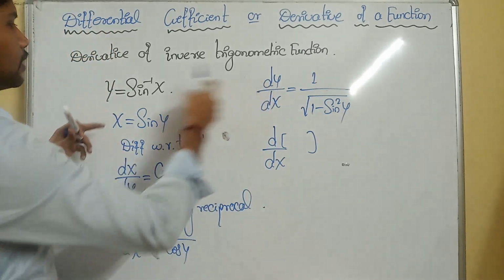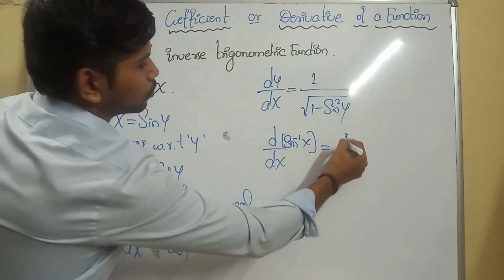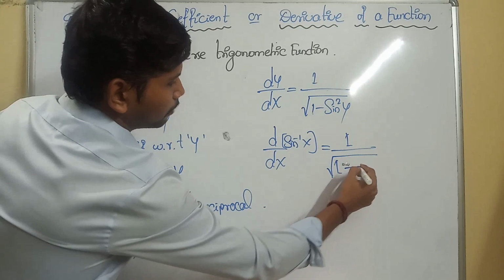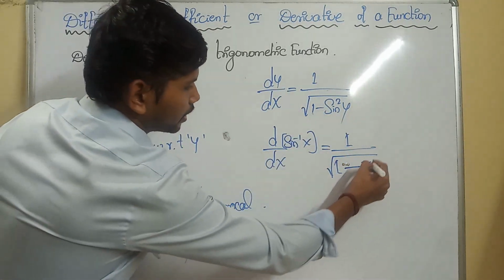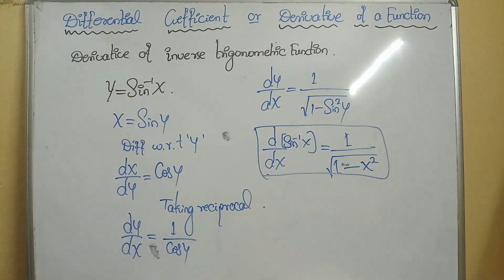Then it will be d by dx of the y function. What is y? It is sine inverse of x, which is equal to 1 divided by square root of 1 minus, what is sine y? Sine y is x, so sine square is x square. It is the derivative of sine inverse of x.